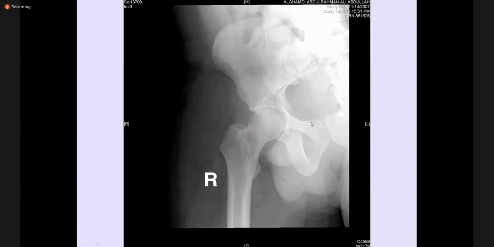See, the ilioischial line is showing the fracture of the posterior column, and it is the most prominent. The second most prominent thing in the iliac oblique view is the anterior wall of the acetabulum.